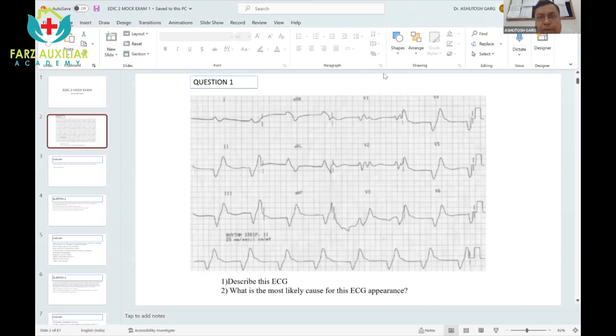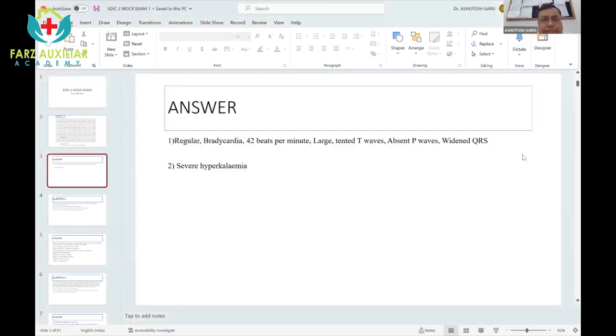Okay. So, where is the pacing spikes? If you are saying this is pacing spike, this is not the pacing spike. This is the change of lead from first to AVR, and this is from AVR to V1. So these are not pacing spikes. Then maybe this is a fine wave of hyperkalemia. Tanmay rightly said this is hyperkalemia. How can you see this? Because of regular bradycardia, 42 beats per minute, large tented T wave, absent P wave, and widened QRS.